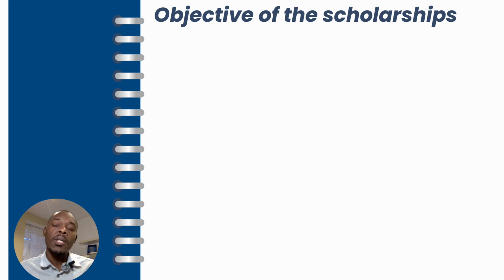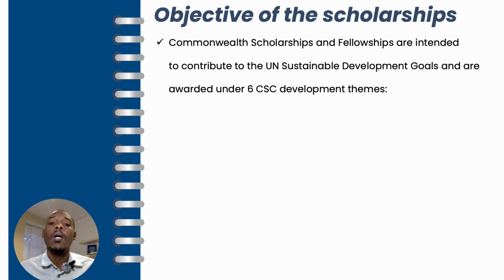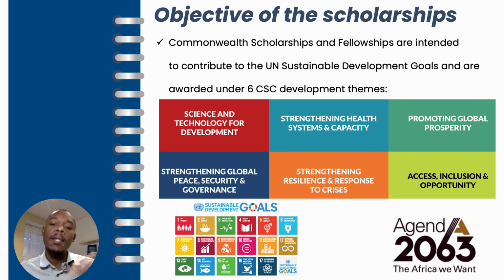All right, so what are the objectives of this scholarship? The first one is that the Commonwealth scholarship is meant to contribute to the United Nations Sustainable Development Goals, which we call the SDGs, and they have basically summarized or narrowed them into what they call themes. There are 6 themes which relate to science and technology, strengthening global peace and security, strengthening health, strengthening resilience and response, promoting global prosperity, and access to inclusion and opportunity. Those are the 6 themes that summarize the 17 sustainable development goals.